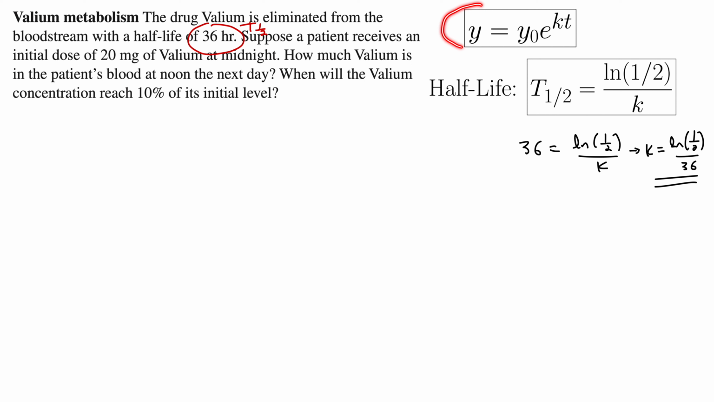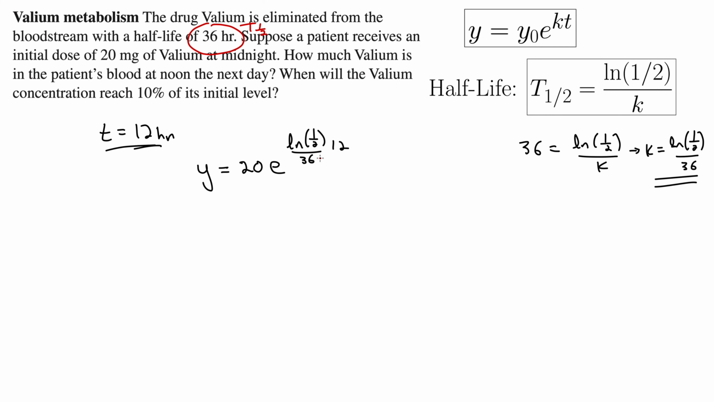Now let's use our equation for exponential growth and decay to find out how much Valium is left in the patient's blood at noon. The drug was given at midnight, and we want to know what happens at noon. So t then is 12 hours. Okay, that's another useful piece of information. Let's start plugging things in. The new amount, which is what we want, equals the original amount, 20 milligrams, that's our y naught, e to the k, which we decided was natural log of 1 half all over 36, times time, which is 12.